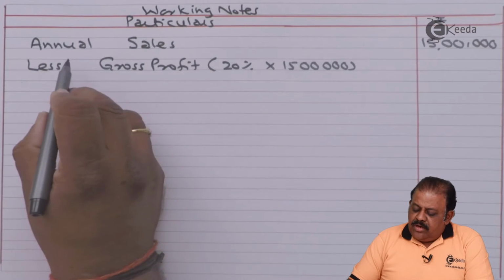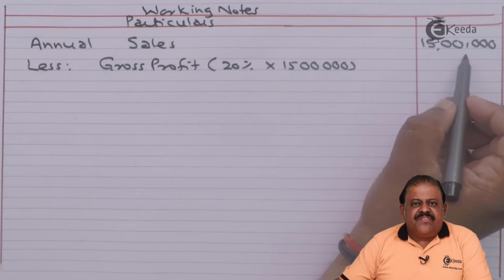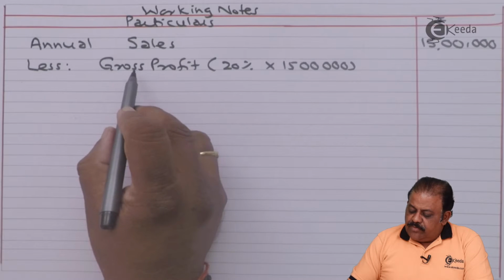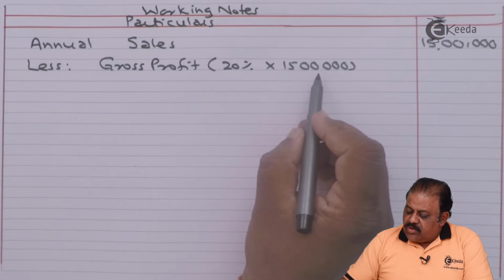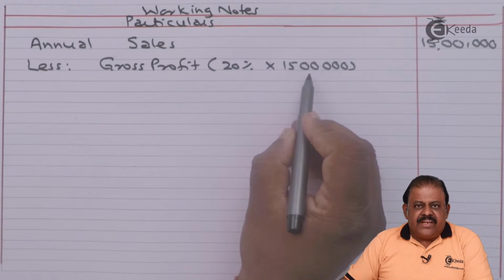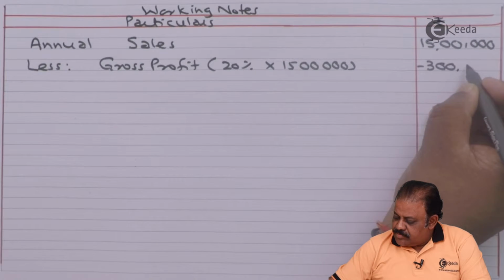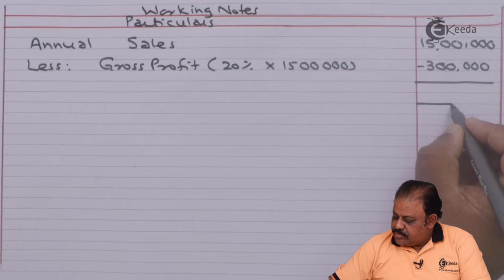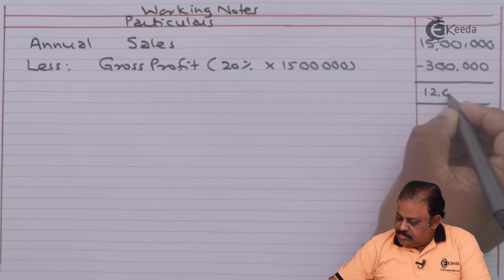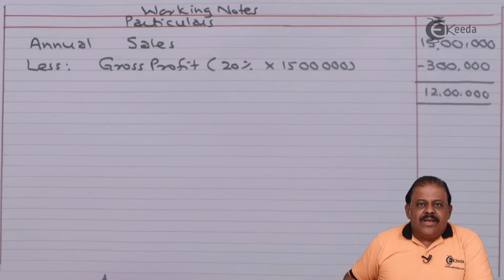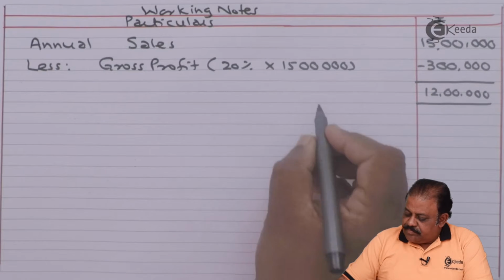Here we have information of annual sales 15 lakhs. Rate of gross profit is 20% on sales, that is 20% on 15 lakhs, that is rupees 3 lakhs. So 12 lakh becomes the amount of cost of goods sold.